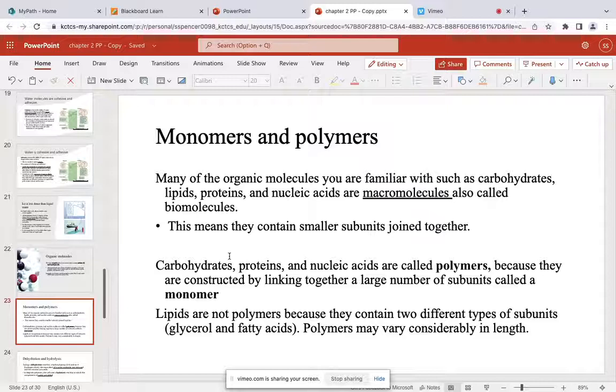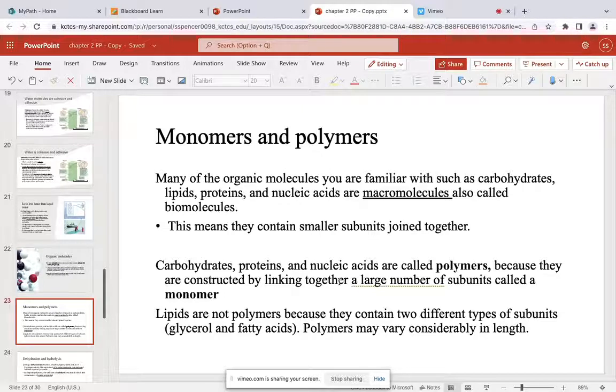So now we're going to talk about monomers and polymers. Now that we have a good definition of what organic molecules are, we're going to move on. So a monomer is just a single subunit, right? A polymer, poly means many. So what does polymer mean? Many monomers. So again, monomer, one subunit. Polymer, multiple monomers. It's just multiple subunits coming together.